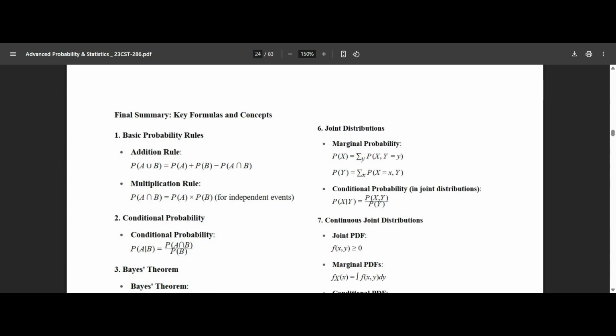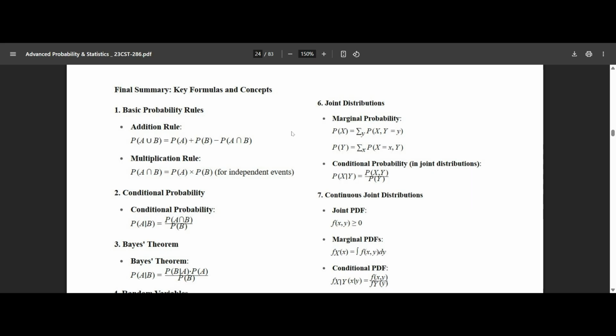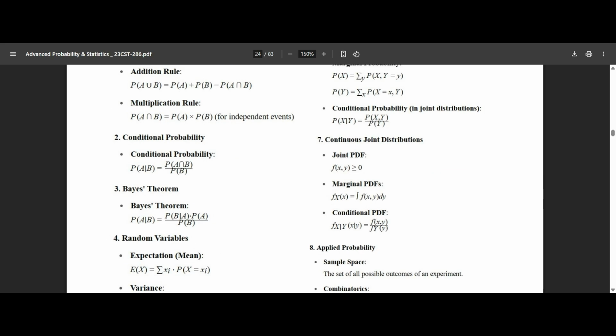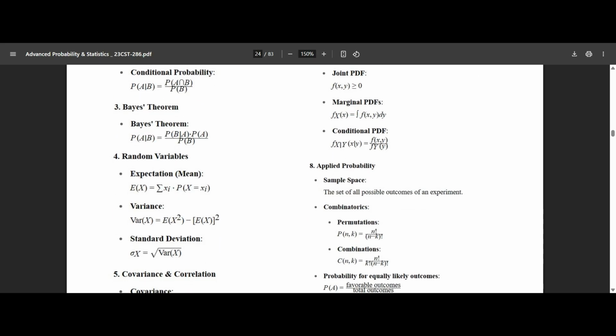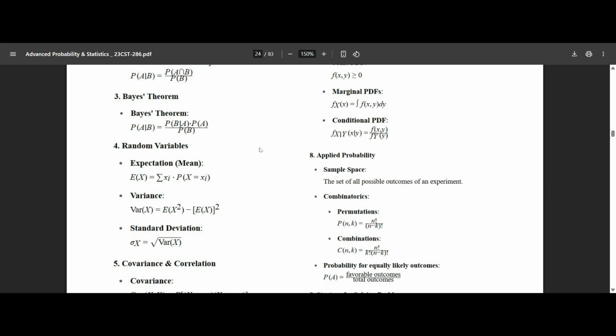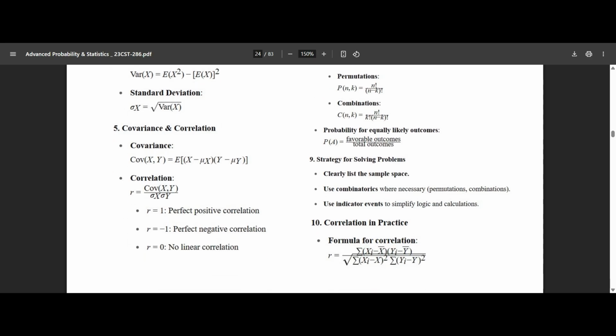So here I'll just brush once through the final formulas and concepts. Basic probability rules, addition and multiplication rule है. Conditional probability, A by B equal to A intersection B by P of B. Bayes theorem is A by B equal to B by A into probability of A whole divided by probability of B. Random variables के expectation is a summation or integration of xi into P of xi. Variance is E of x square minus E of x whole square. Standard deviation is root over variance of x. Covariance and correlation की formulas दी हुई है इधर.